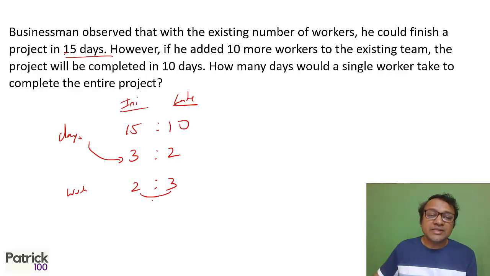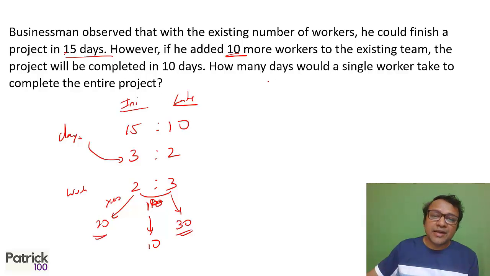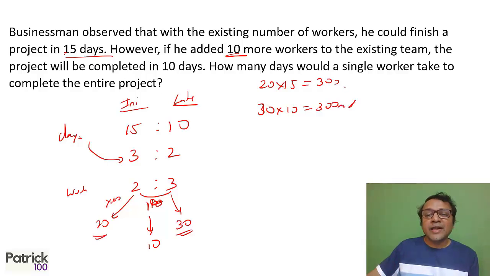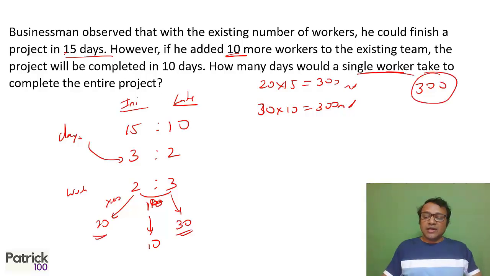We know the difference in the number of workers is 10, because we added 10 more workers. Right now 2 and 3 differ by 1. You want to make the difference 10, so you multiply by 10. So this becomes 20 workers, this becomes 30 workers. You can take any one of them. 20 workers into 15 days becomes 300 man days. Or you can even take 30 workers into 10 days, which gives you 300 man days. Any way you take it, it is 300 man days, that means if a single worker works, he will take 300 days to complete. Right? Hope this is clear.